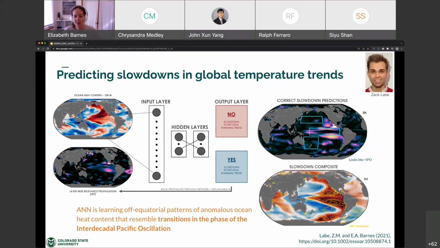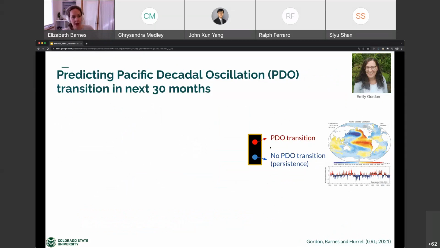It's identifying when these transitions are about to occur, because these transitions are known to lead to cooling under climate variability alone. Now we can go one more step and say, all right, can we just in general predict these transitions of low frequency variability modes in our climate system? So a PhD student in my group, Emily Gordon, is actually training a neural network to predict transitions in what's called the Pacific Decadal Oscillation, a similar flavor oscillation to what I just showed you from Zach's work.